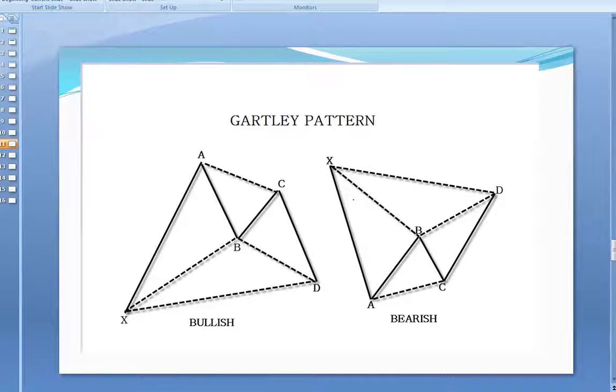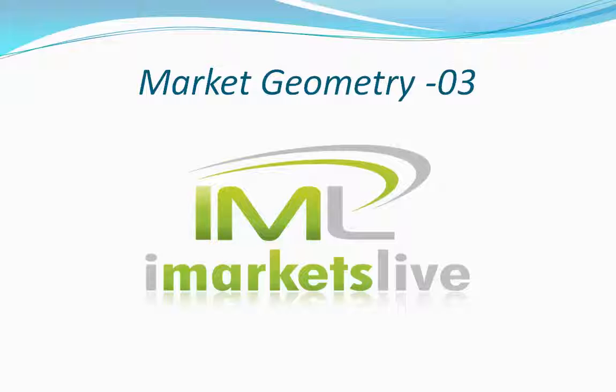Okay, let's go back into the Gartley pattern. Let's go back into the analysis of that, and let me put on my full page again. There we go.